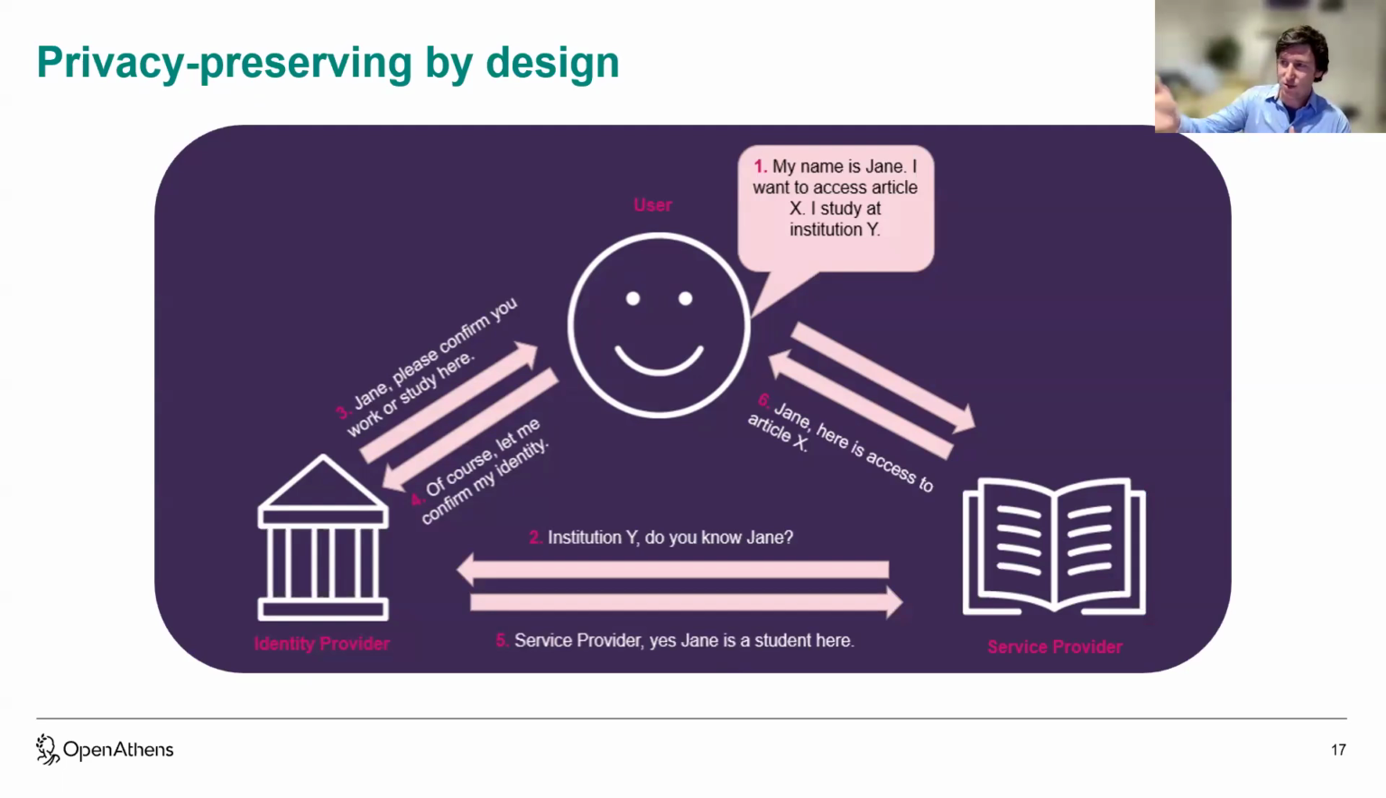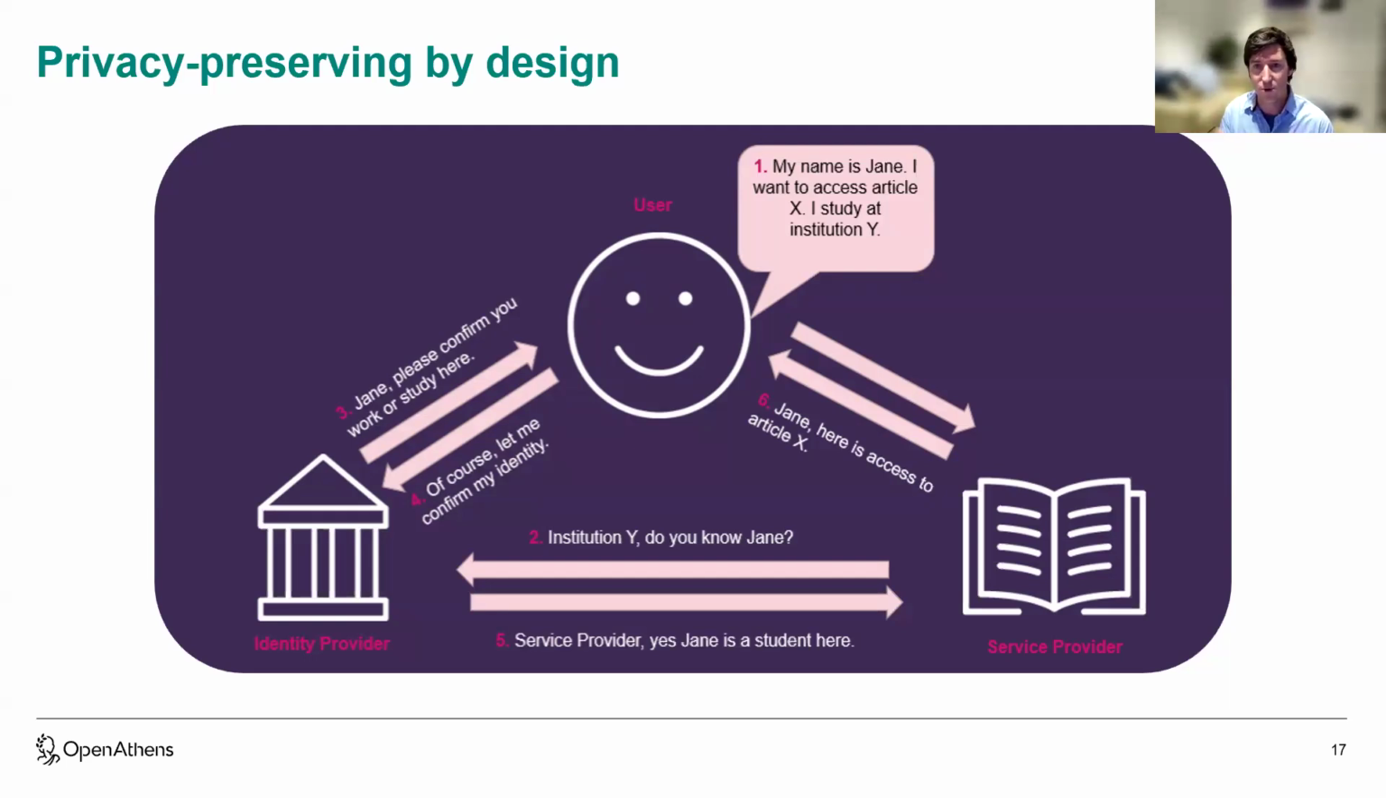So here we have an end user called Jane, and they are trying to access article X from the service provider, and they belong to institution Y. So in a federated method of access, they attempt to get that content. The service provider then needs to ask the institution, do they know who Jane is? And in this case, at this moment, the university, the IDP, does not know who Jane is.